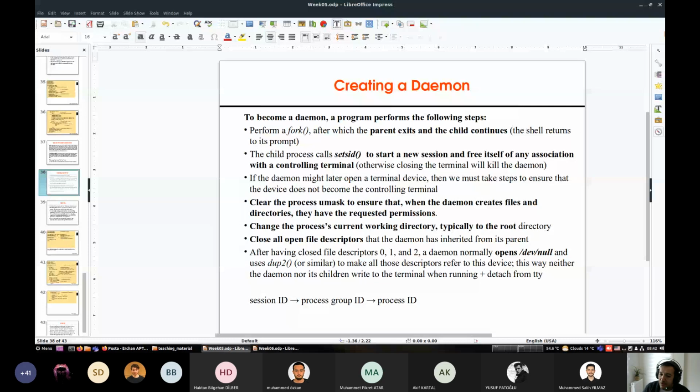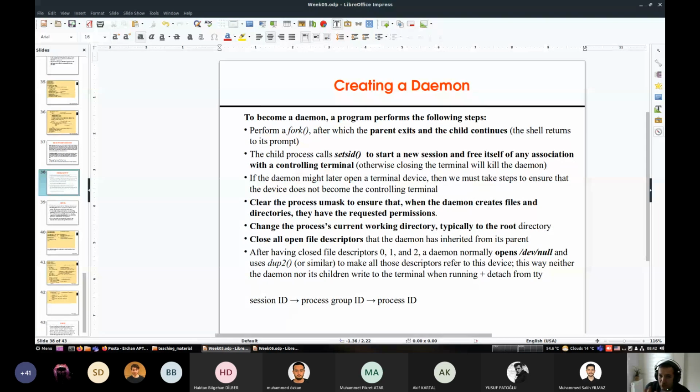And one more thing, usually these daemons, they exist as a single instance. So you cannot have two processes of the same daemon program running at the same time. So, for instance, you can ask this yourself. How do you make sure that a program cannot be run a second time if it is already running? So daemons also need to address this.